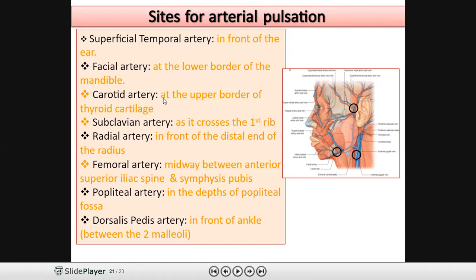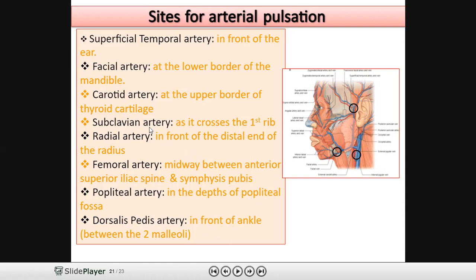And then we have the carotid artery. You can take your carotid pulse at the upper border of the thyroid cartilage, in the neck region. There you can take your pulse because the carotid artery, we said, comes from the common carotid artery, which comes from the aortic arch or from the brachiocephalic trunk, depending on the side. You see the common carotid artery going upward, running alongside the internal jugular vein. You can find your pulse there also.